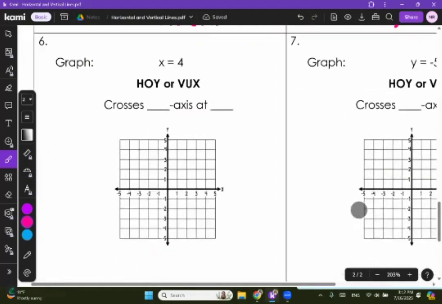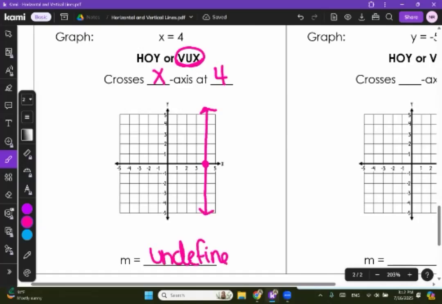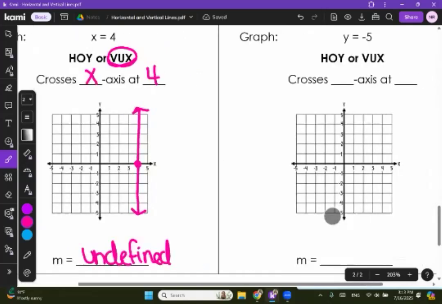Last two. Super quick, easy lesson today. X, look at VUX. X crosses the x-axis at the number 4. So I go to the x-axis, put a dot on the number 4, and I draw a vertical line going through it. The slope of a vertical line, undefined.